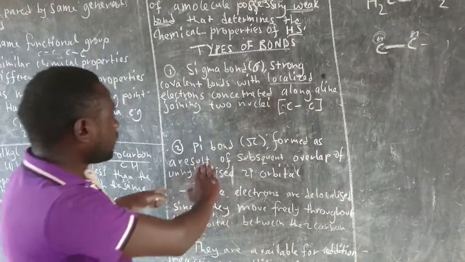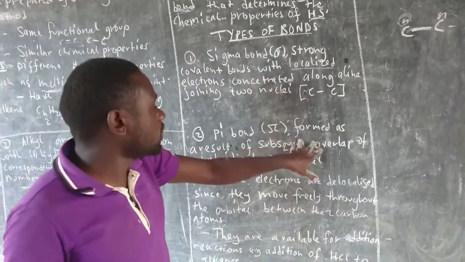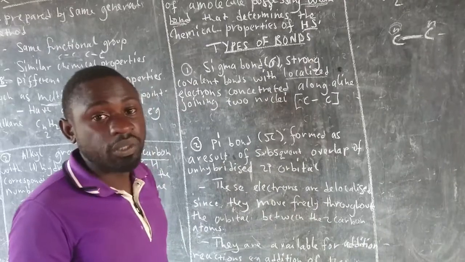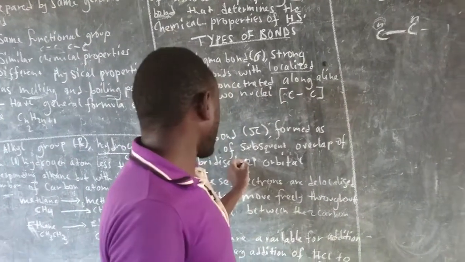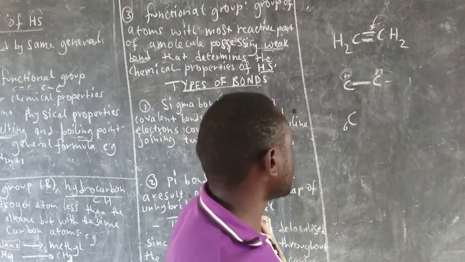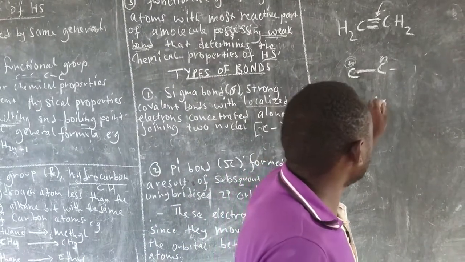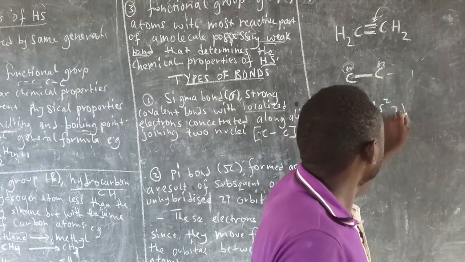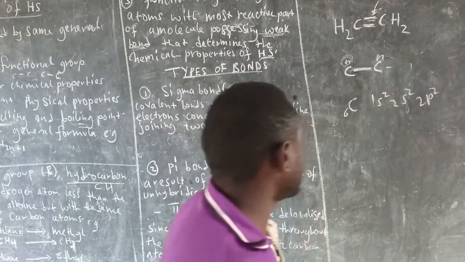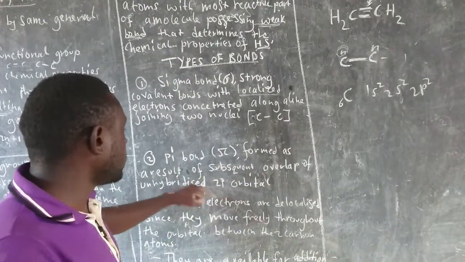Then again we have another form of bond. We have a pi bond, with this format. This one is formed as a result of sideways overlap of unhybridized 2p orbitals. If we talk about the 2p orbital, remember carbon has atomic number 6. If we try to write its configuration, it will be 1s2, then 2s2, then 2p2. This is what we are talking of: the pi bond results from the overlap of unhybridized 2p orbitals.